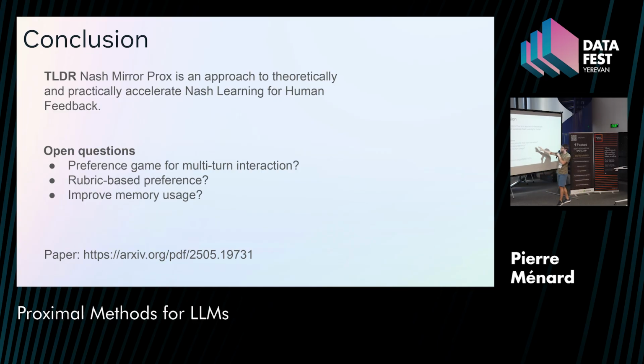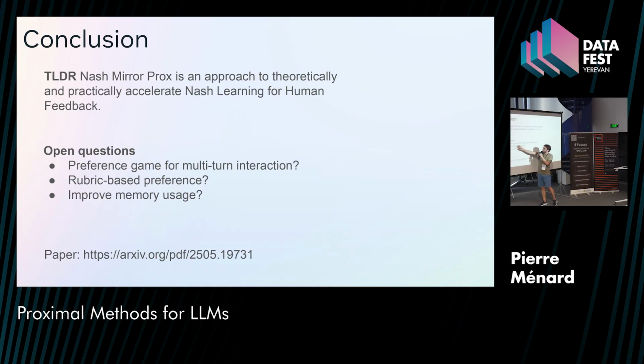I think a very interesting one is, for the moment we only consider one-turn data, so you have prompt and completion. What happens for multi-turn interaction? Especially if you do it for agent traces, where you have a sequence of tool call, observation, tool call, and so on. It's not even clear how we can frame this preference game. Do we do a preference at each round or at the end of the trace, things like that.